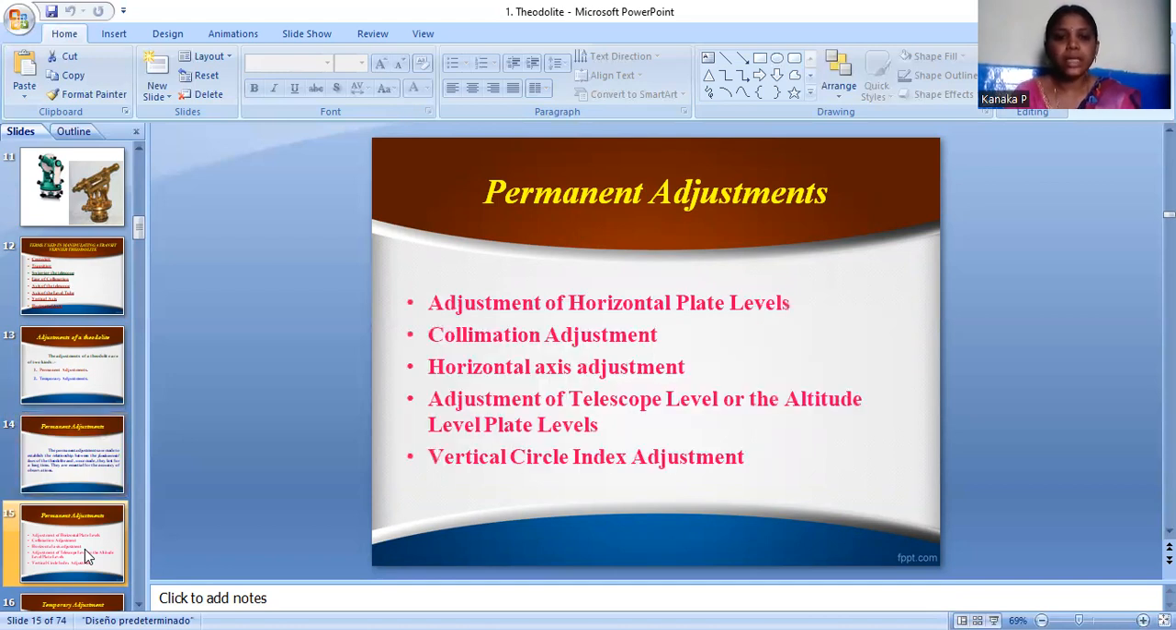So first one is adjustment of horizontal plate levels. Second one is collimation adjustment. Third one is horizontal axis adjustment. Adjustment of telescope level or the altitude level plate levels. The vertical circle index adjustment.